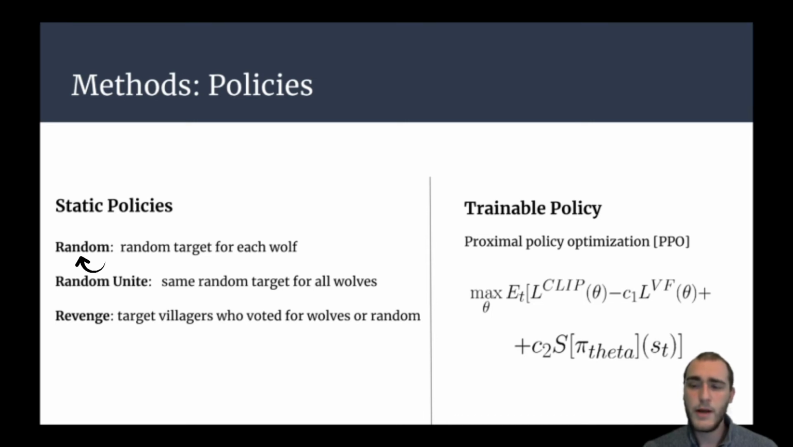The random one simply outputs a target at random. Unite is similar, but the random target is the same for all the werewolves. This allows the wolves to unidirectionally force their target choice on a naive set of villagers. Finally, the revenge one targets villagers who previously voted for a wolf if there are any. The trainable policy is Proximal Policy Optimization from the 2017 paper by John Schulman, and here we show its objective function.